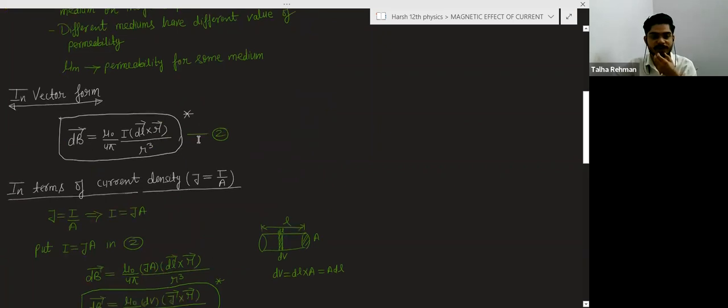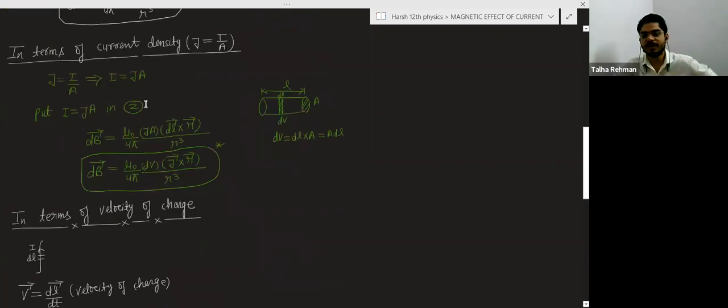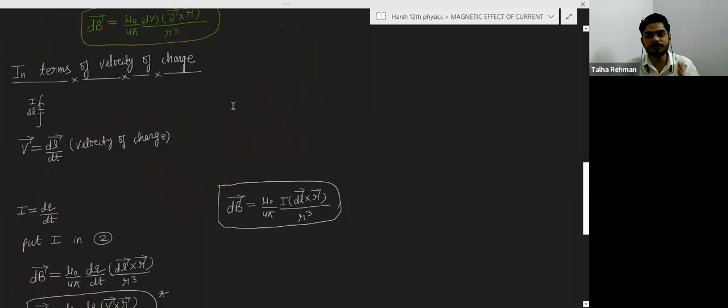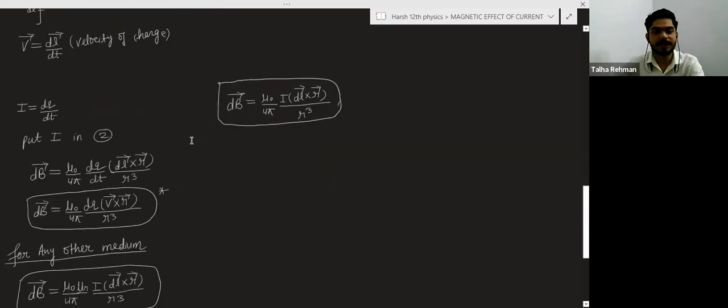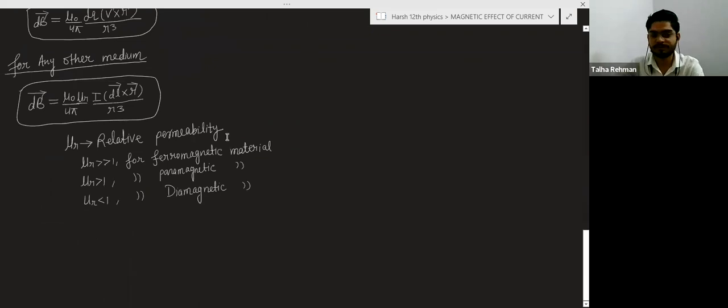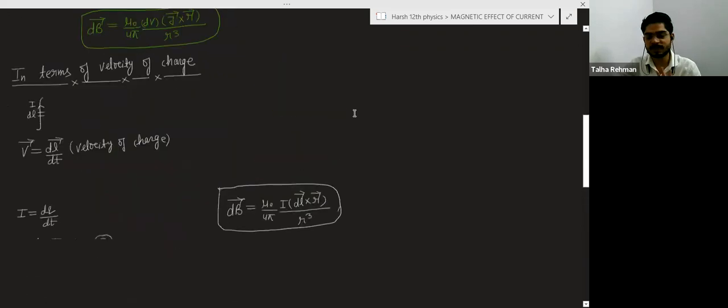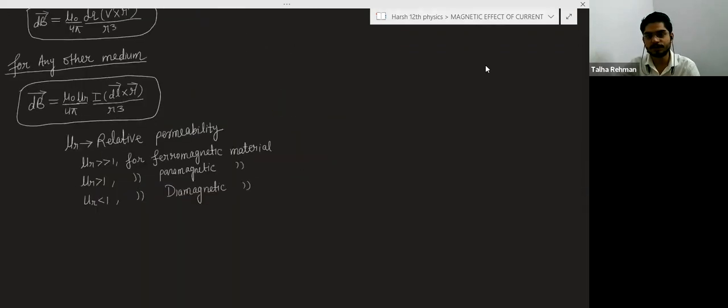In terms of current density, if someone is asking in the examination what the Biot-Savart law is in terms of current density, then you can derive it with the help of this. After that, there is the form in terms of velocity of charge. If you want to calculate the magnetic field in terms of velocity of charge, you can derive accordingly, and you will get 2 marks or 3 marks depending upon the exam. This is what I have told you till now.